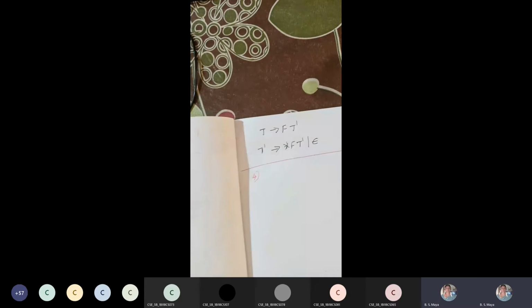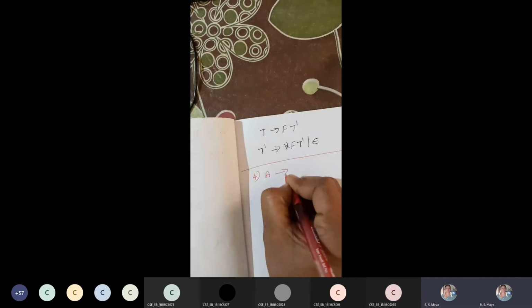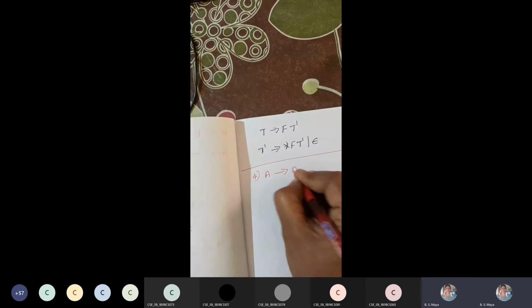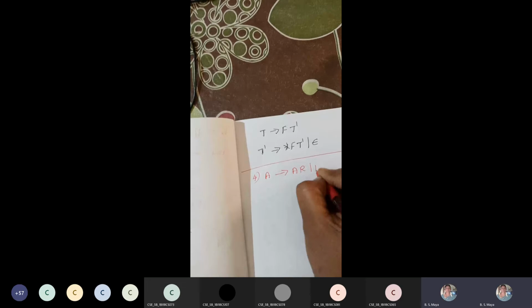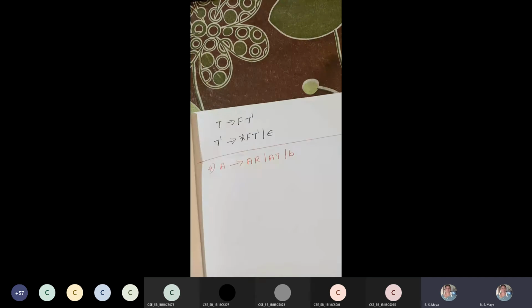Shall I write the next one? A derives A R, A T, or B. Now I have added one more extra thing. Just observe the grammar: A derives A R, A T, B. Okay, now tell me, is this the grammar of left recursion?